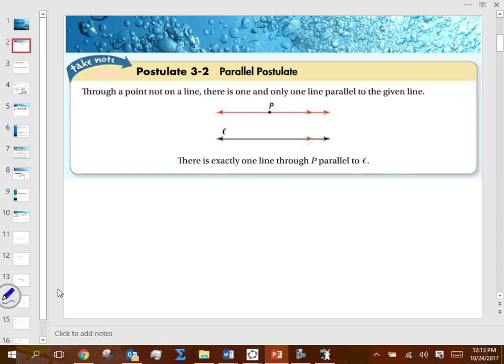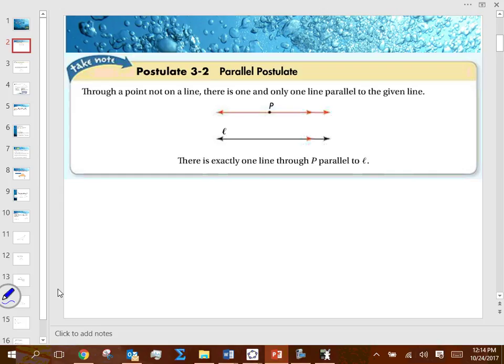Okay? So point P here is our point, and it's not on line L. Line L is the one that they're talking about. It says there is one and only one line parallel to the given line. What I don't like about this picture is that you can't see a formation of what was the line that they were talking about. When it says not on a line, they're referencing line L.